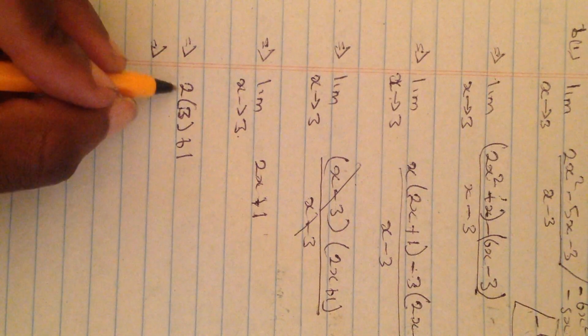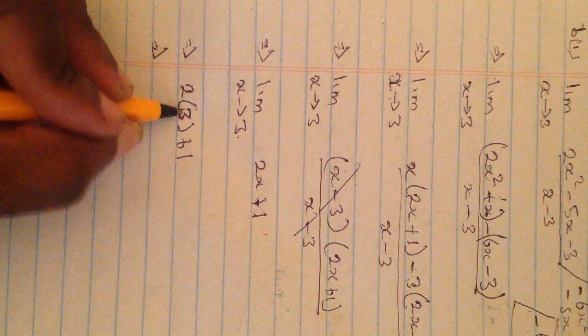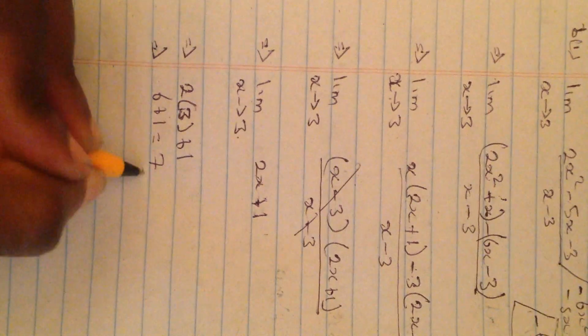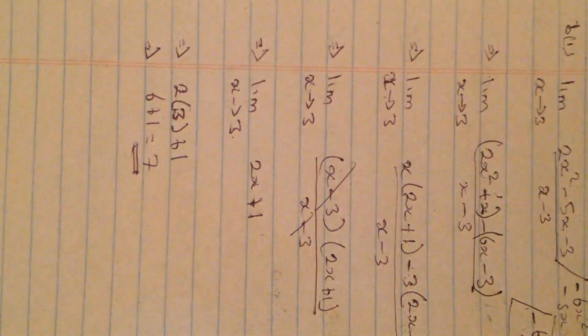So the final answer is supposed to be, what is 2 times 3? Sorry, that's 6 plus 1. So it will be 6 plus 1, which is equal to 7. So this is the final answer.